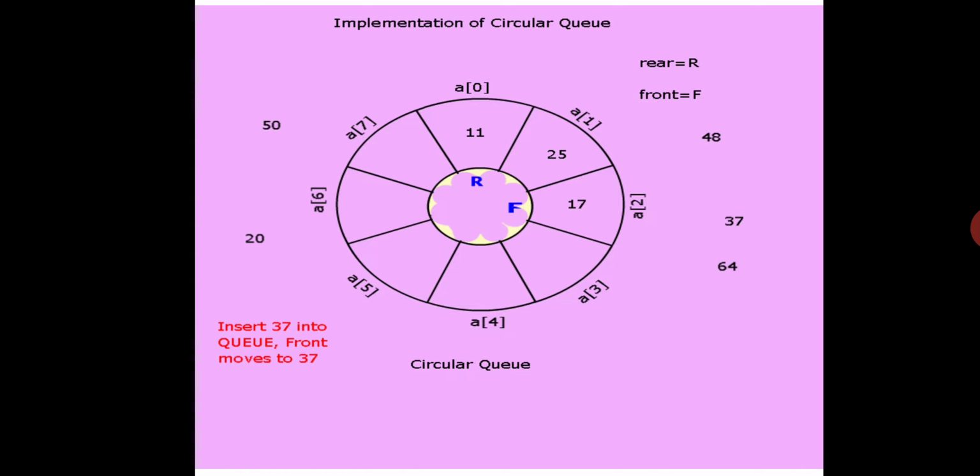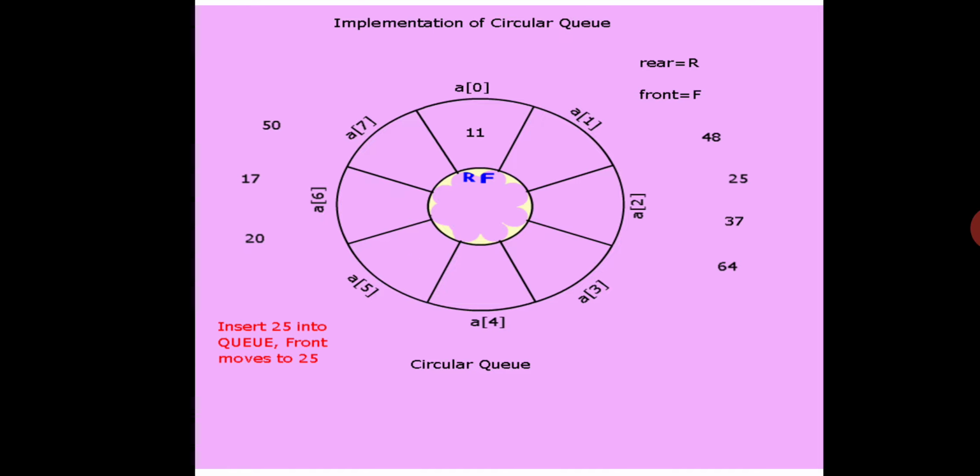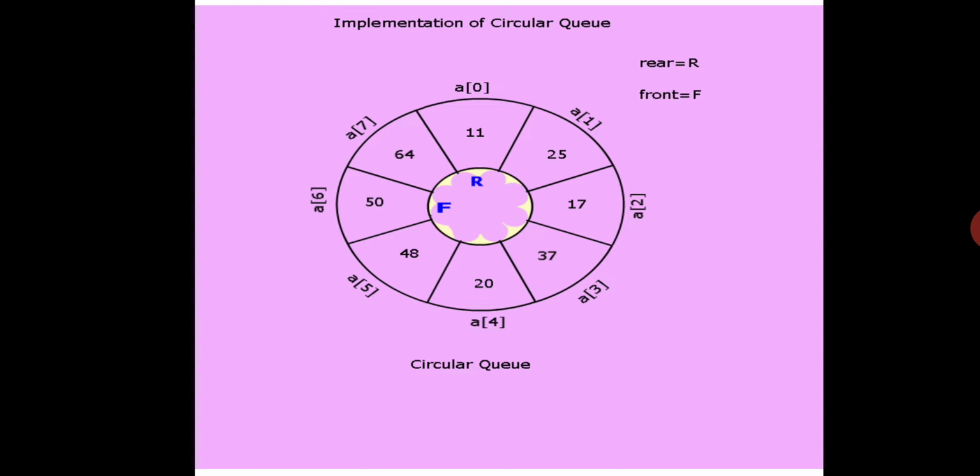Removing also starts with 0, then adding with the rear end, deleting with the front end. See, we'll check the condition: when rear and front are equal, then the circular Q is full.